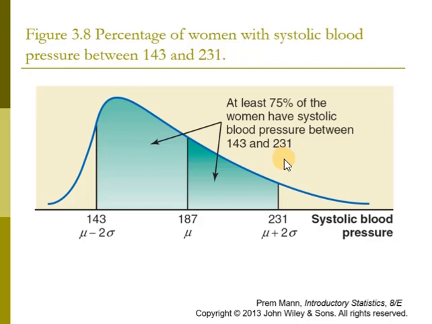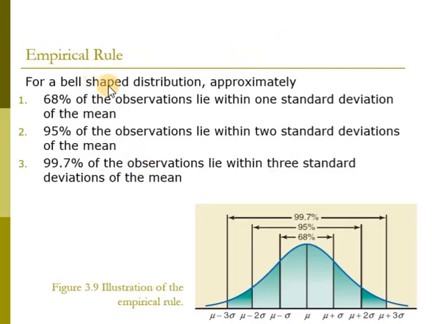The empirical rule: for a bell-shaped distribution, just like this one, or the normal distribution type, 68% of the observations lie within one standard deviation of the mean, which is here, and 95% of the observations lie within two standard deviations of the mean, and 99.7% of the observations lie within three standard deviations of the mean. The Chebyshev theorem is applicable to any kind of distribution. However, this empirical rule here, 68%, 95%, and 99.7%, applies only to the bell-shaped distribution here.